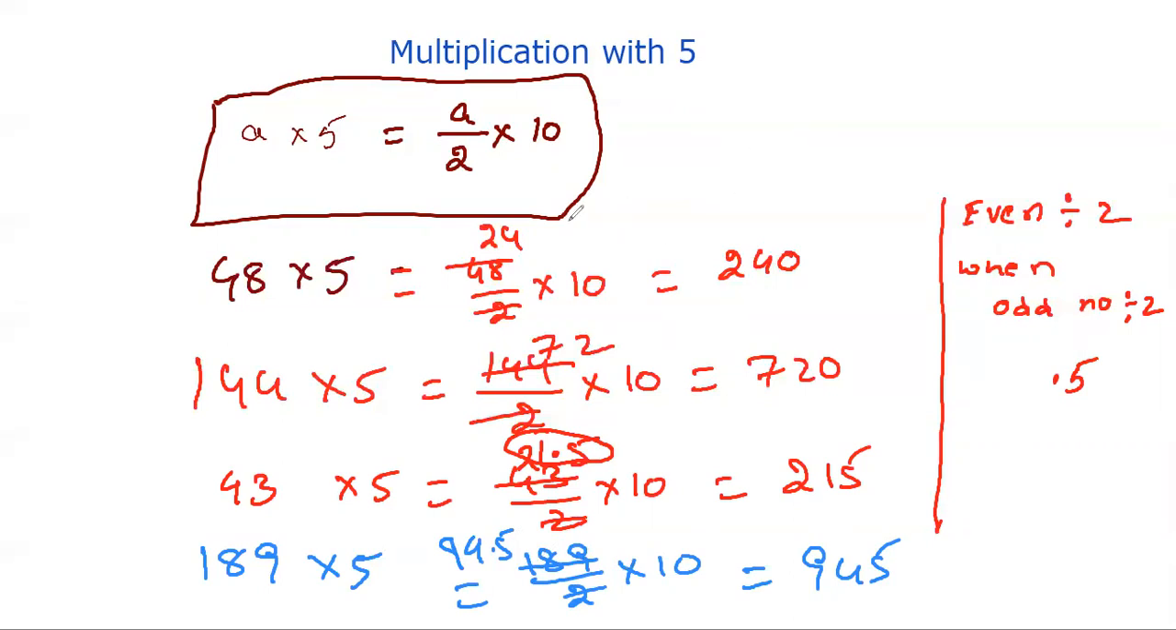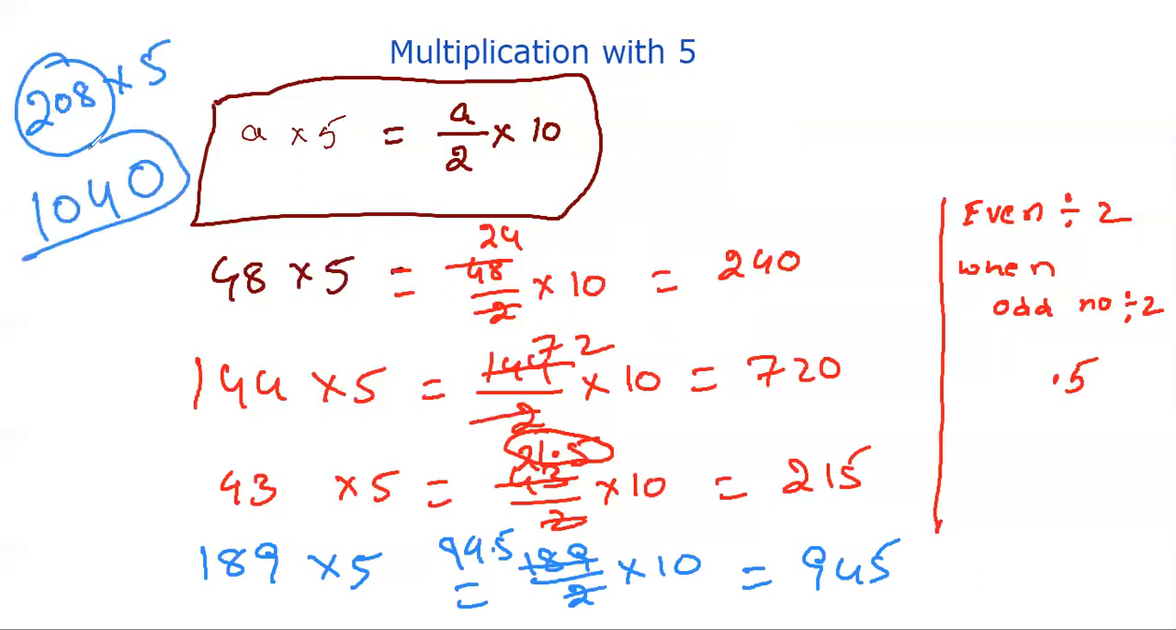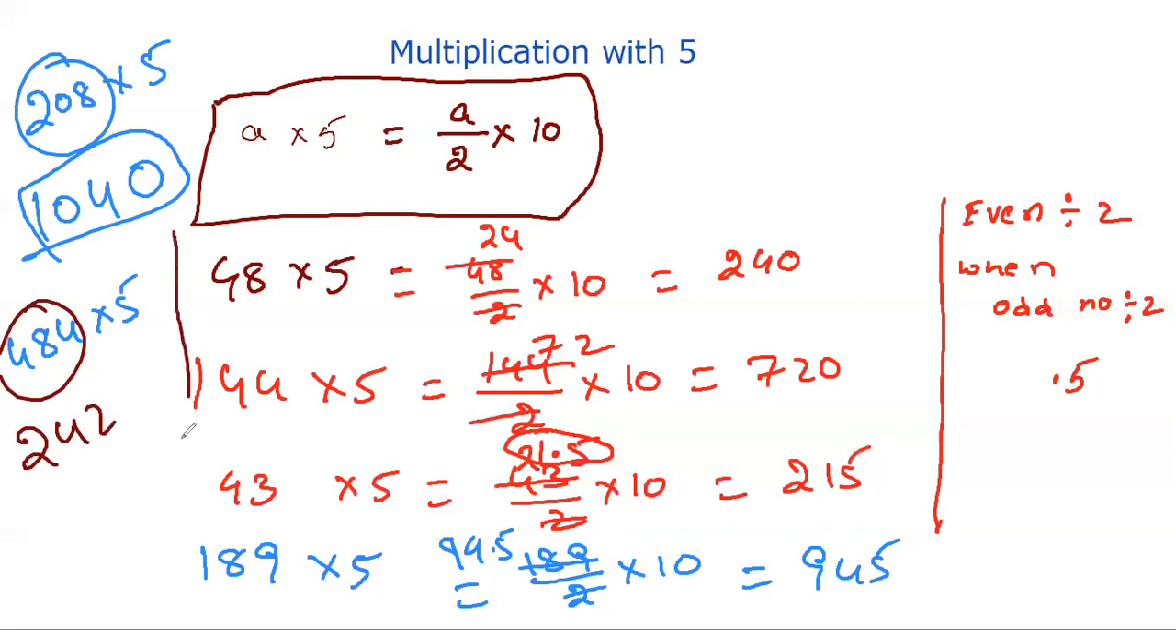So the way we are doing the calculations, after learning this method, you will not multiply any number with 5 on paper. For example, 208 into 5. Half it, 104, put a 0 here because you are multiplying that 104 into 10. For example, 484 multiplied with 5. Make it half, 242, and multiply with 10. That means 2420 is the answer.